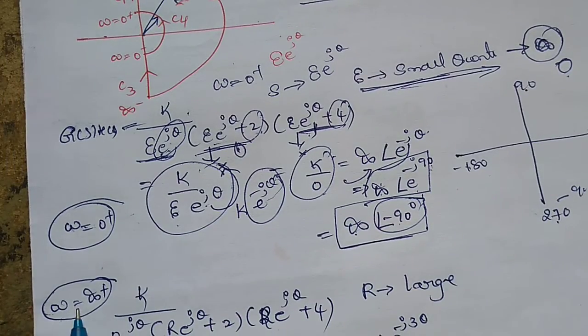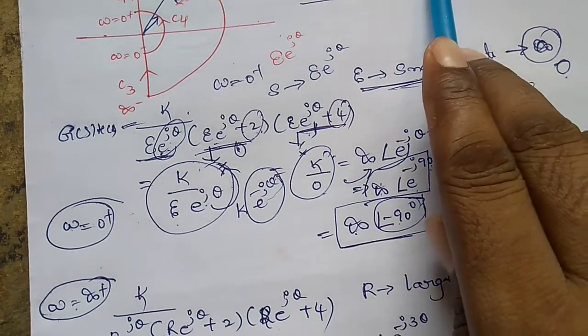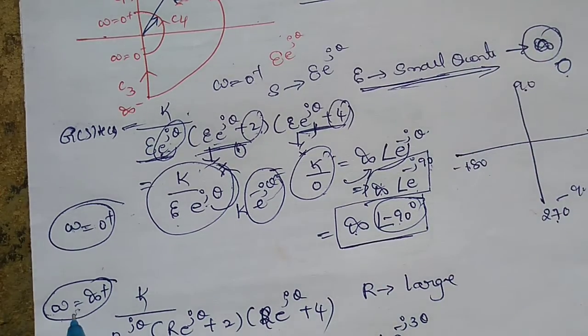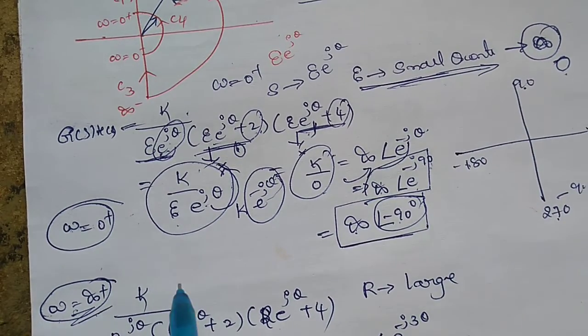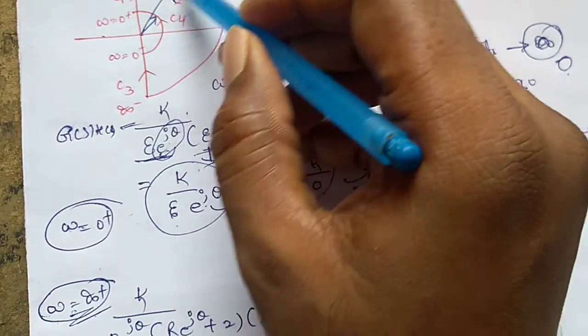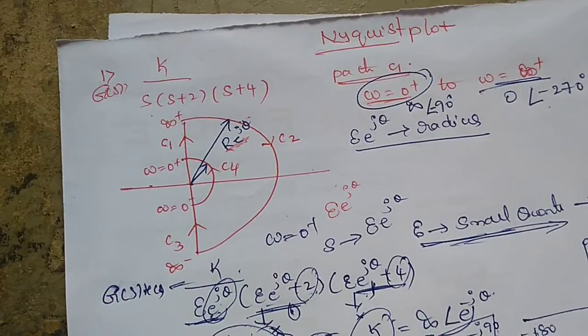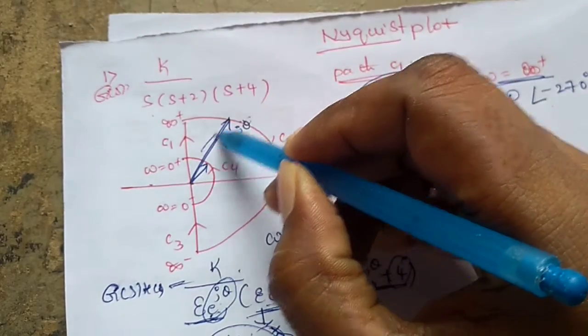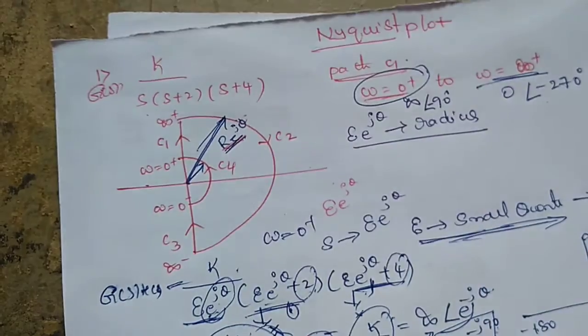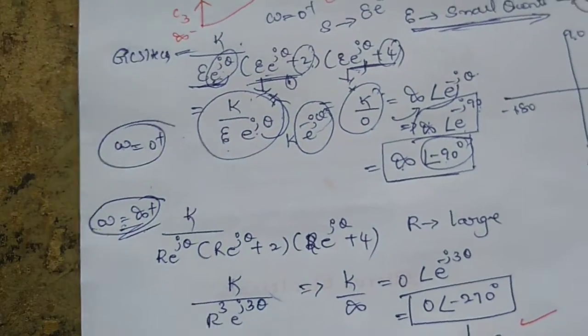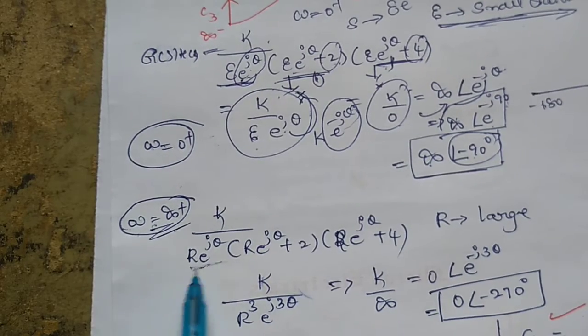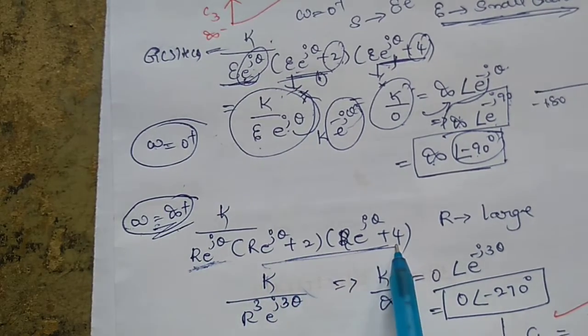And then you have to find the values for omega equal to plus infinity. For omega equal to plus infinity, you can consider this path. This is the radius of the circle, R e raised to j theta. Put R e raised to j theta in place of s. So we'll get this equation.